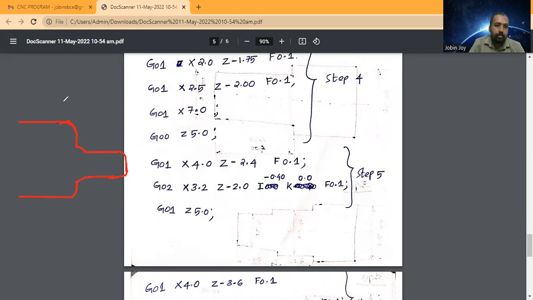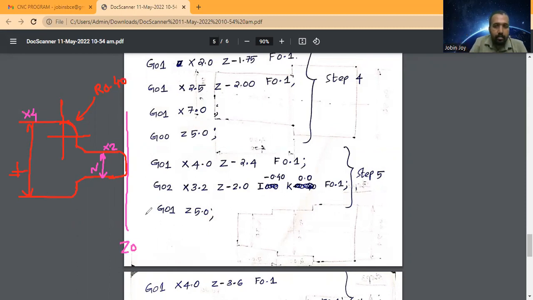Okay, so this radius is 0.40. So what about this diameter? This diameter is 4. So this line represents x4. What about this diameter? This diameter is 2. So this line represents x2. What about this end? This end is z0.